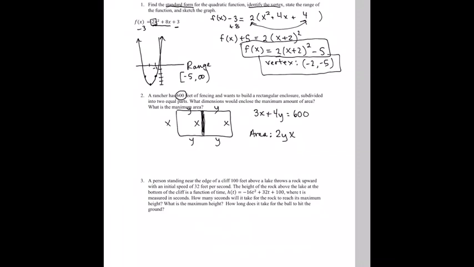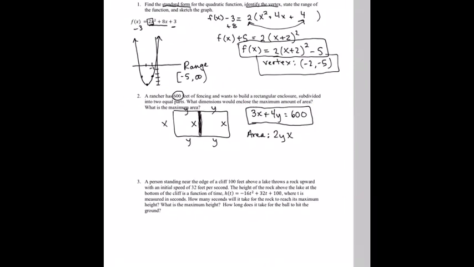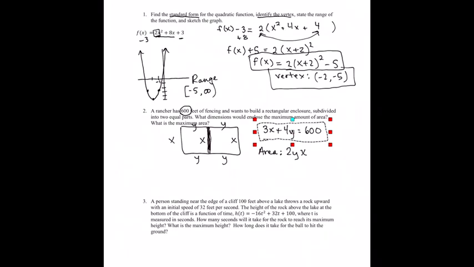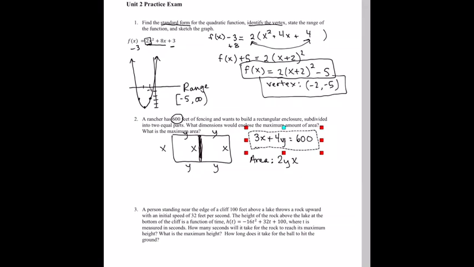Now the problem with this is this area formula here has too many variables. It's not even a quadratic function at this point, and it's not technically a type of function we want to deal with because it has too many variables. So what we need to do is use this perimeter equation to solve for one of its variables and plug that into the area equation. So what we can do, I'm going to go ahead and erase this area.